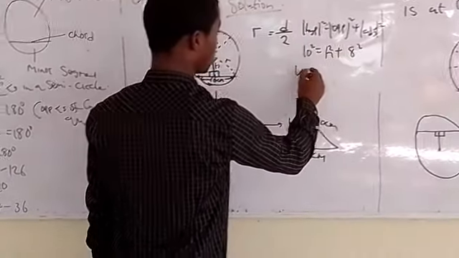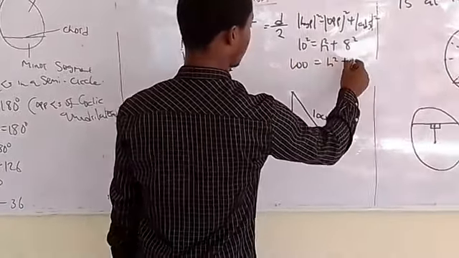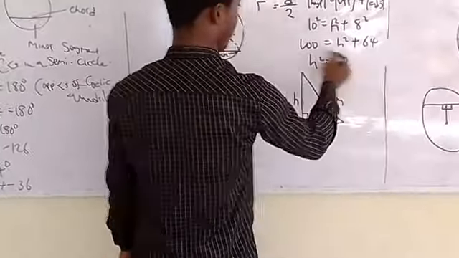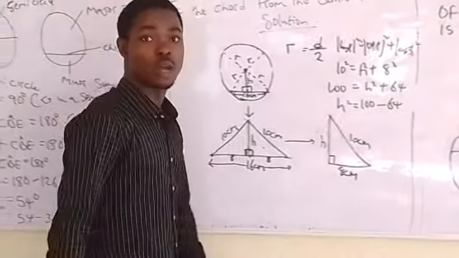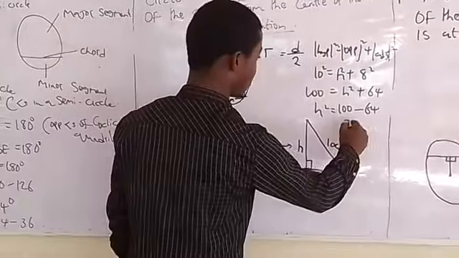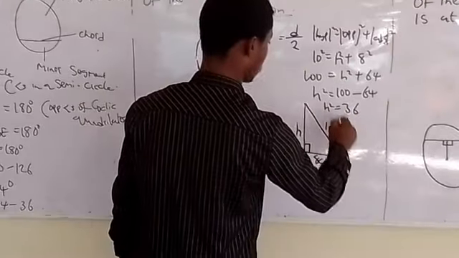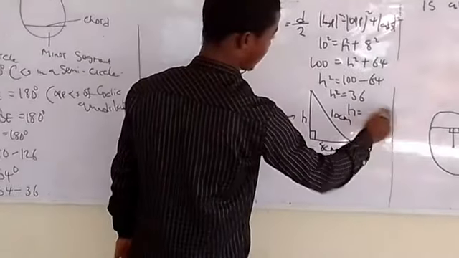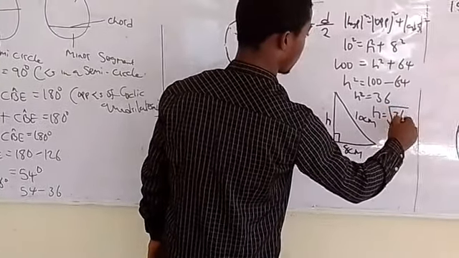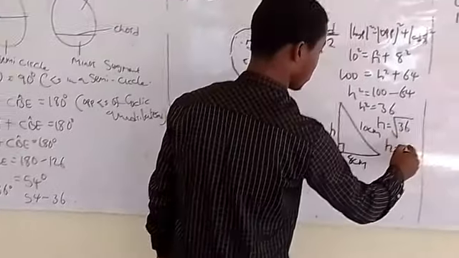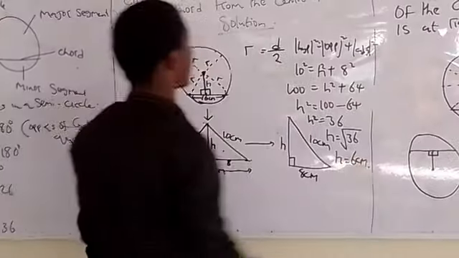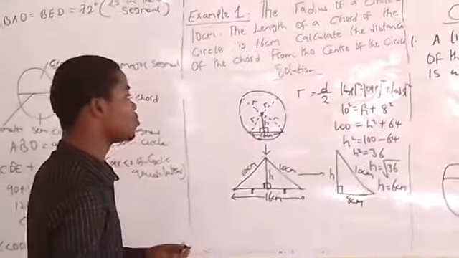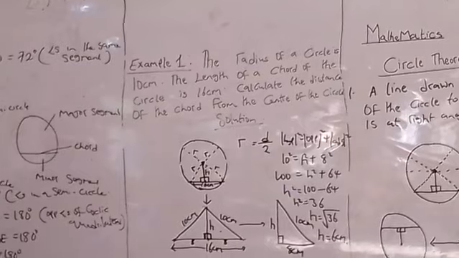10 square is 100, equal to h square plus 8 times 8 is 64. So my h square is equal to 100 minus 64. 100 minus 64 is going to give us 36. So our h square is equal to 36. Then h is equal to, once this square crosses over to the other side, it becomes square root. So of 36. And our h is equal to square root of 36, 6 centimeters. So it means the distance of the chord from the center of the circle is 6 centimeters.